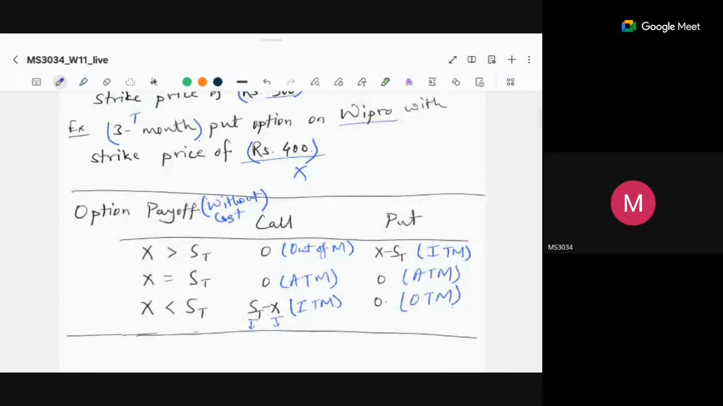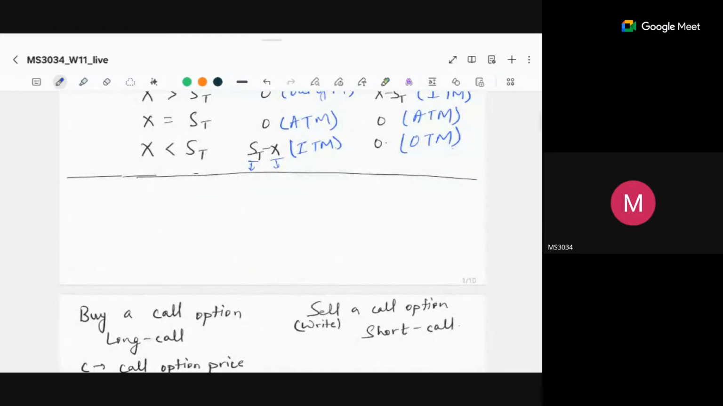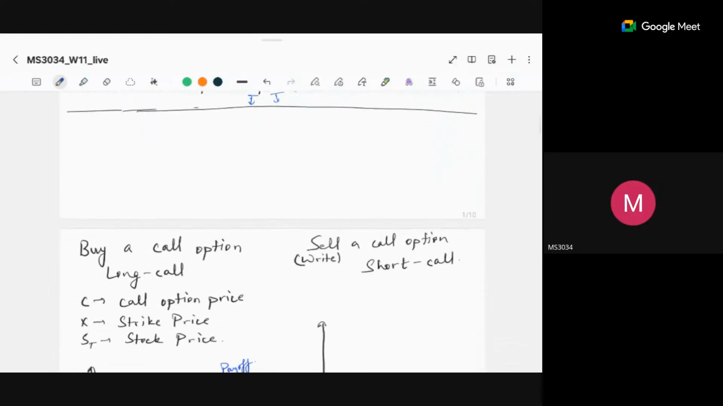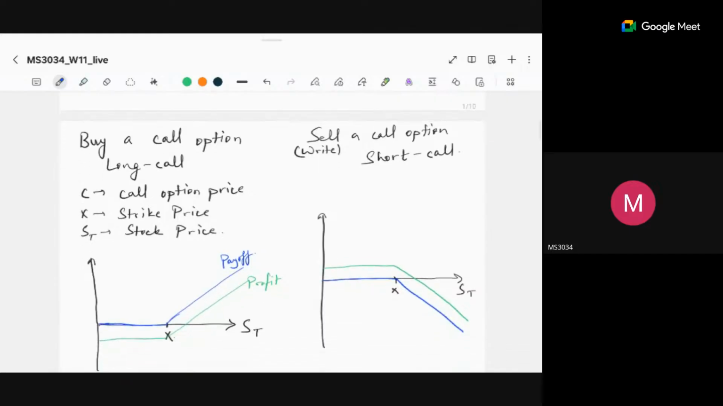Okay, so these are some basics. And from the exercise point of view, there are two types of options: European and American. European can be exercised at the expiry date only, and American can be exercised in between also. But throughout these lectures and this course, we have taken the case of European options only. We are not considering American options because intuitively you can see those are more complicated to exercise and to play with, because there are a lot of things involved.